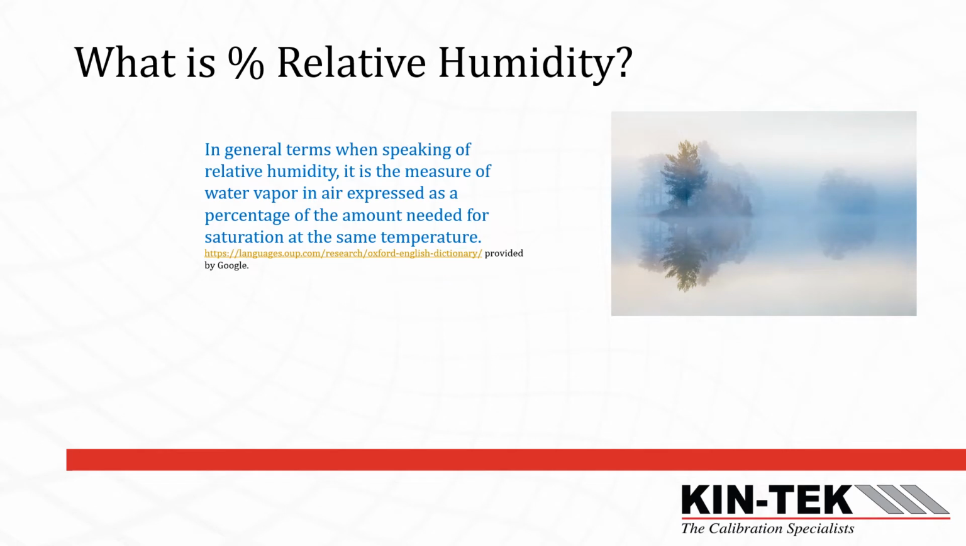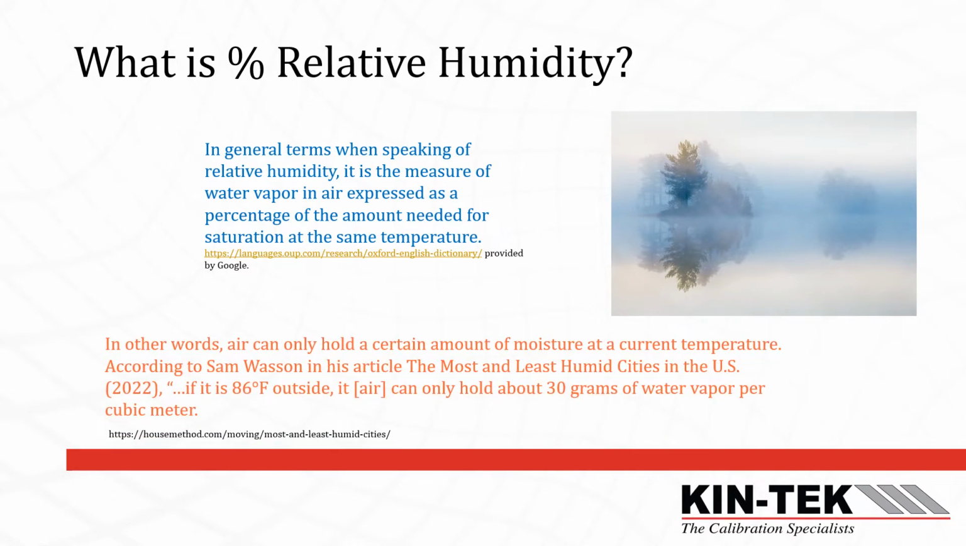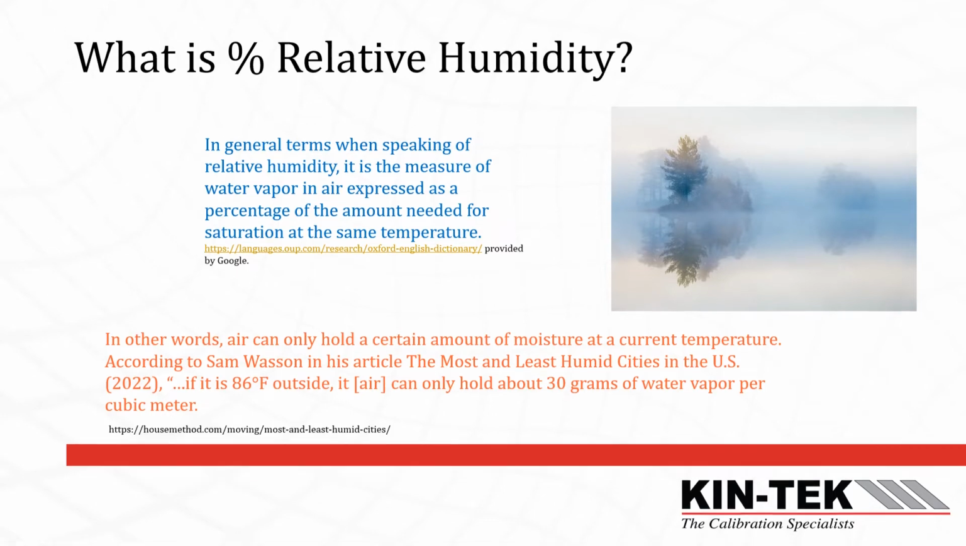So in general terms, when we speak of relative humidity, it's the measure of water vapor in air expressed as a percentage of the amount needed for saturation at that same temperature. In other words, air can only hold a certain amount of moisture at a given temperature. So if it's 86 degrees Fahrenheit outside, it can only hold about 30 grams of water vapor per cubic centimeter.